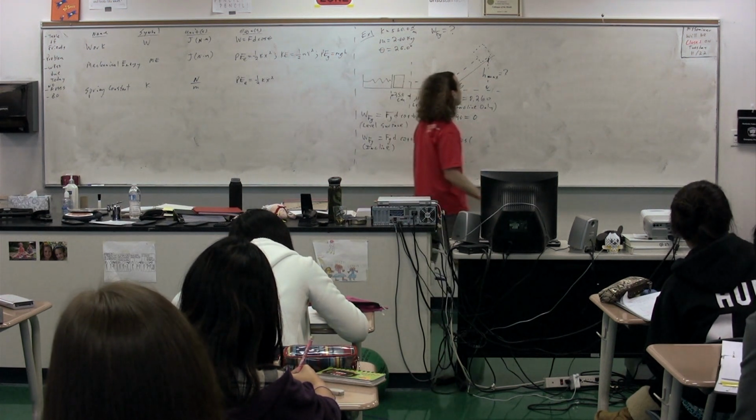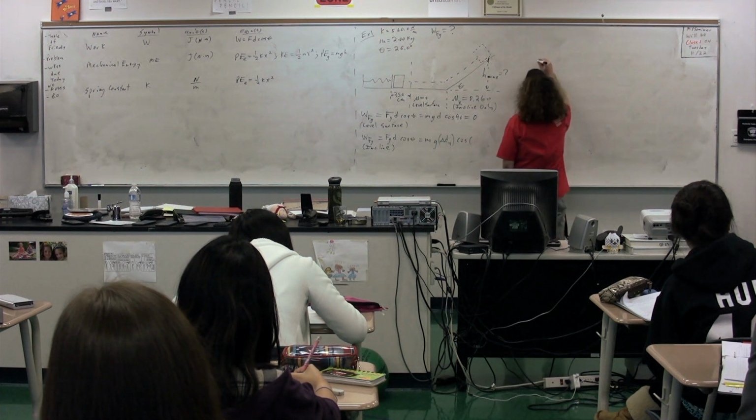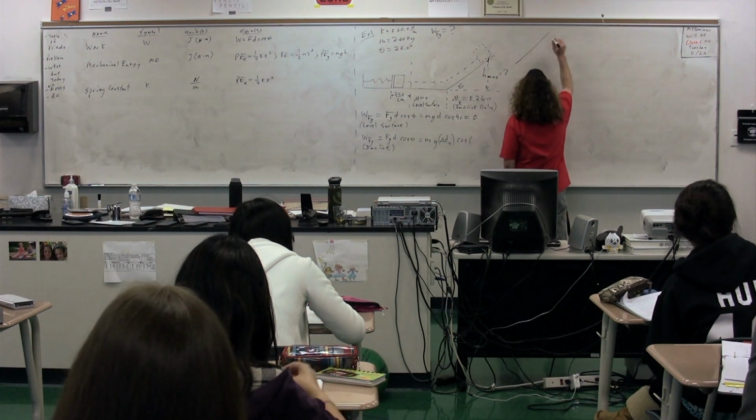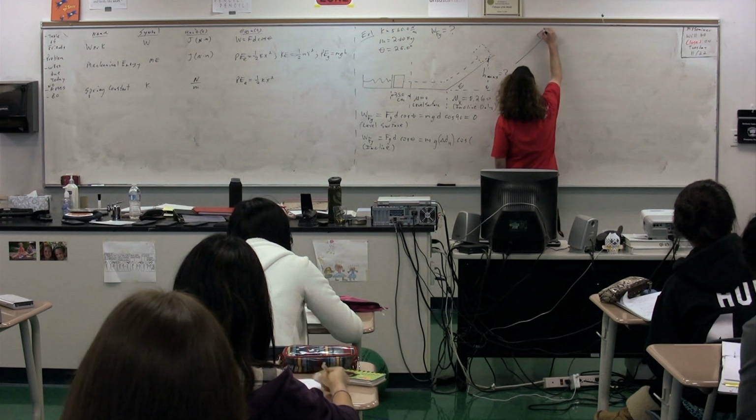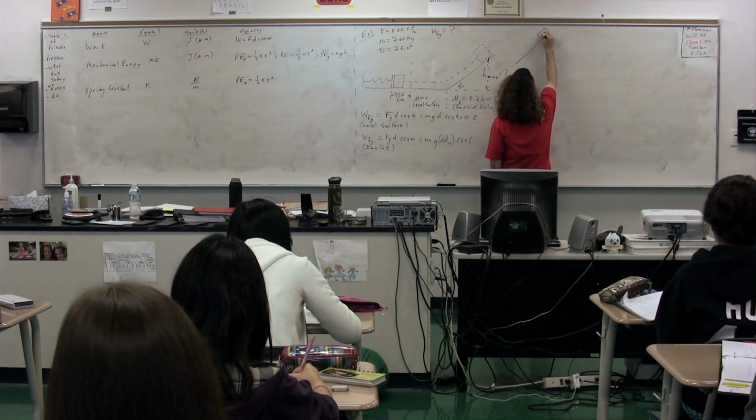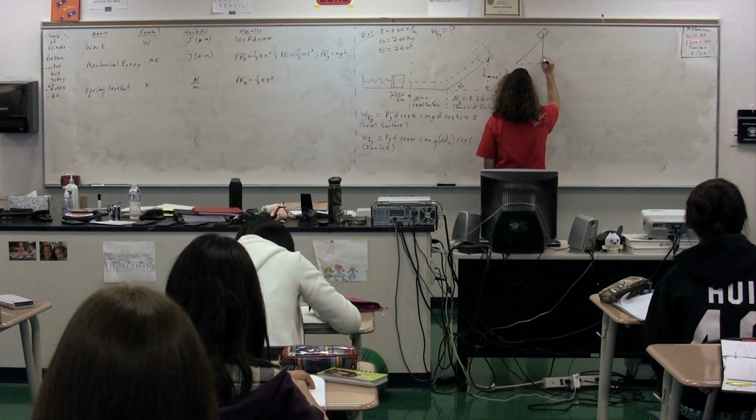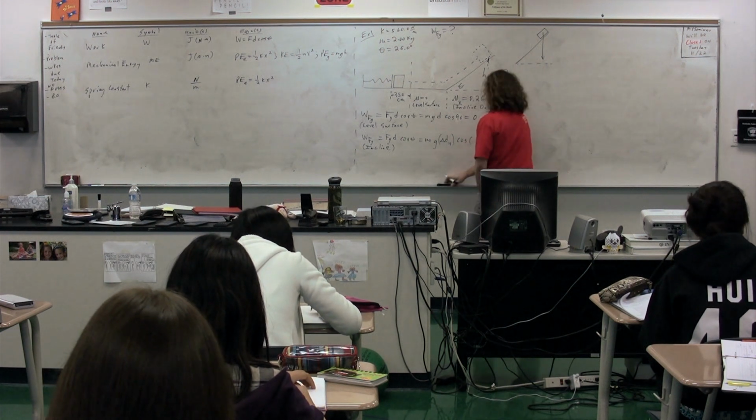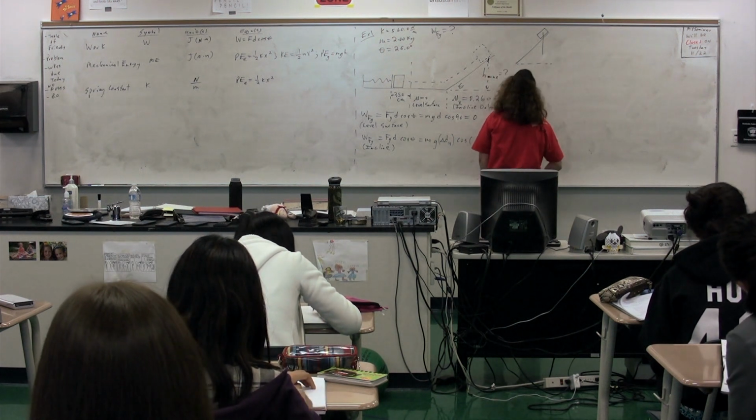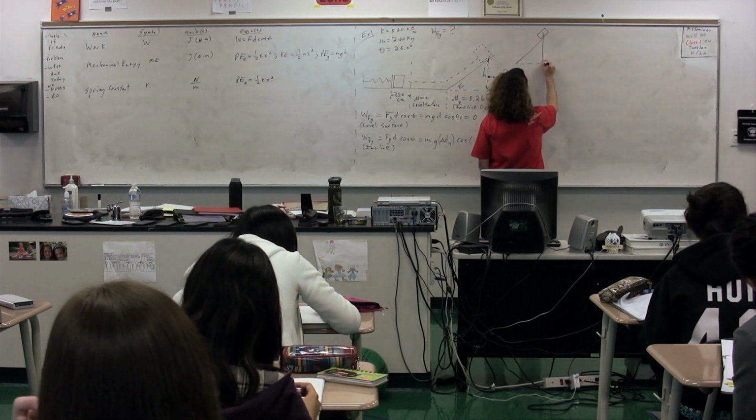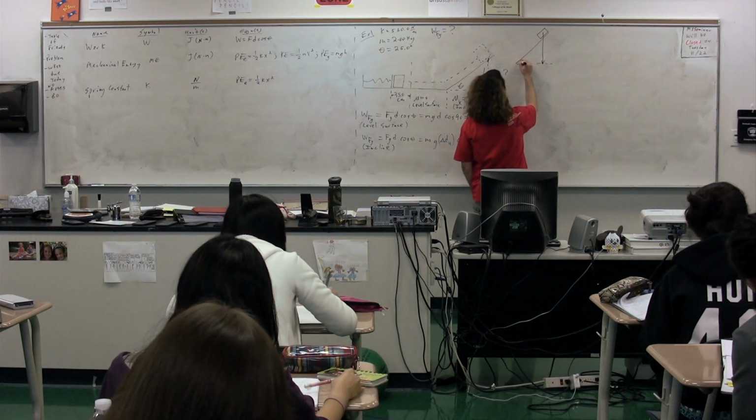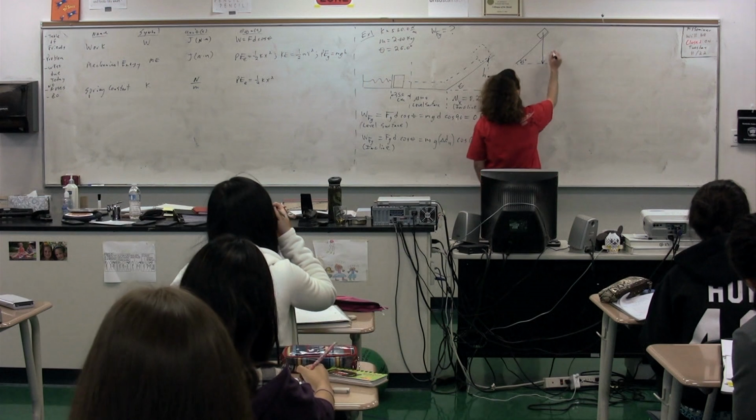So let's draw a picture here so that we can figure out what this angle is. We have the incline. We have the object on the incline. The force of gravity is straight down. Let's extend this a little bit. The force of gravity is straight down. We know this angle right here is 25 degrees.